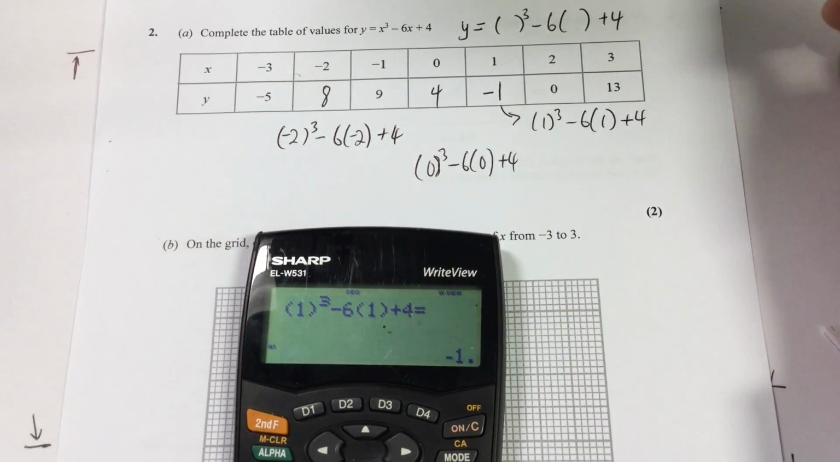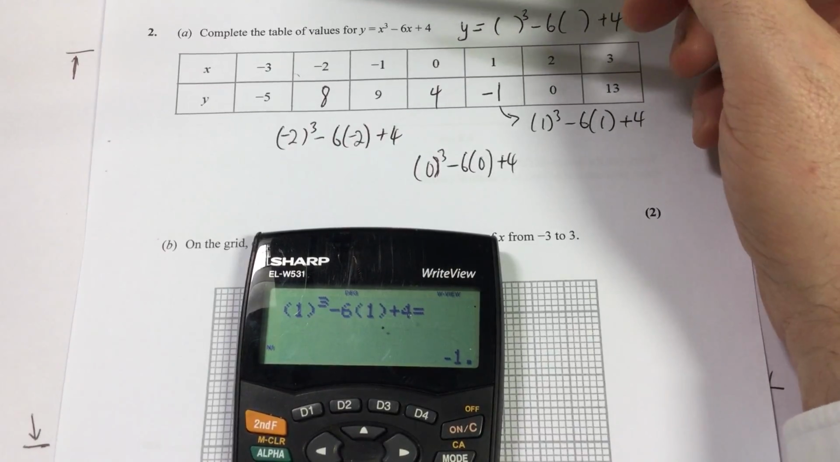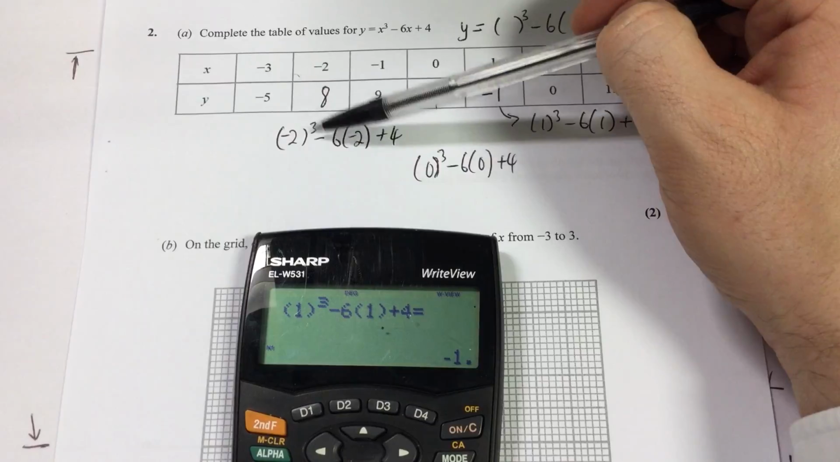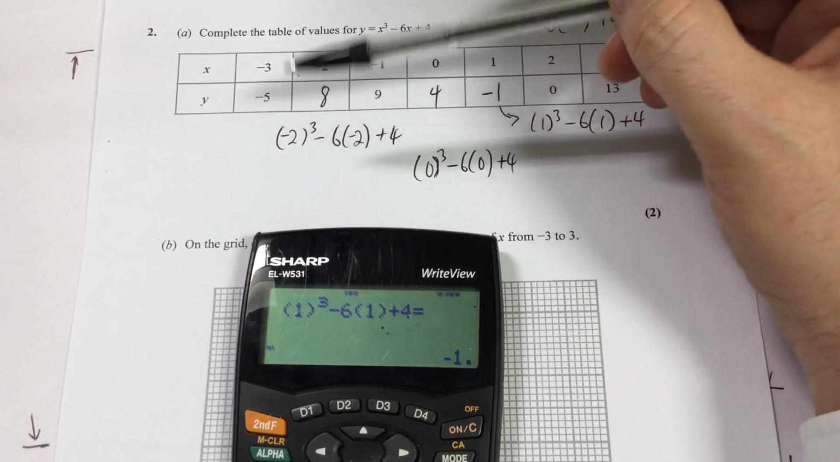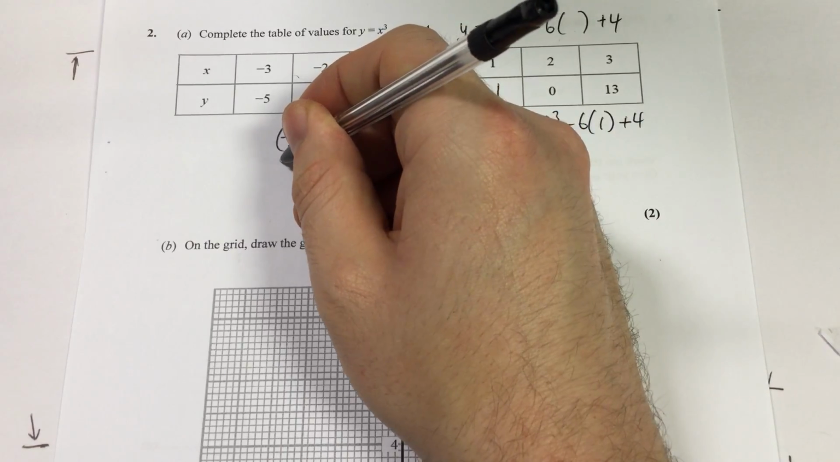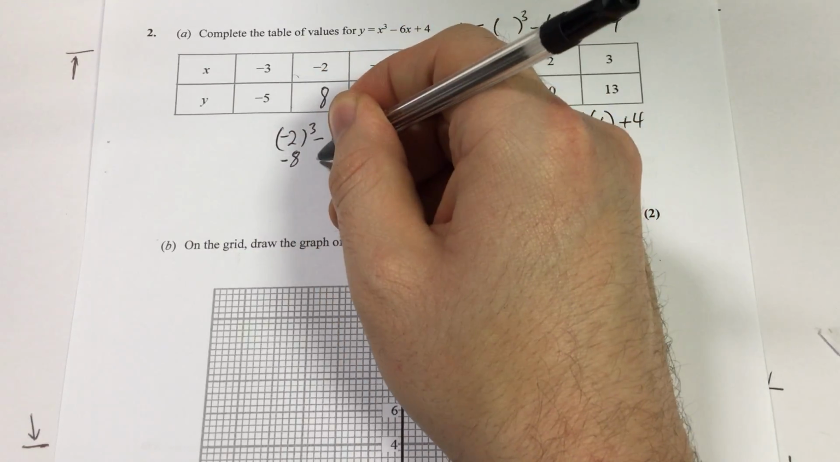Okay, so that's nice and straightforward with a calculator. Non-calculator, you'll just have to work this out. So minus 2 cubed is minus 2 times minus 2 times minus 2, and you have to work it out very carefully. So I'll just literally be writing this out slowly, working out bit by bit, that'd be minus 8.